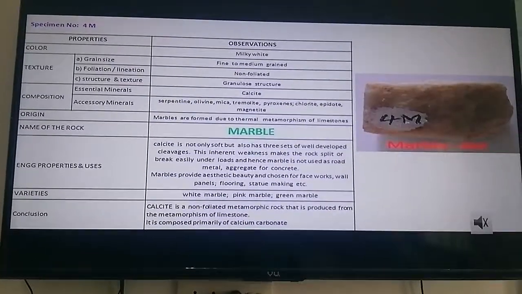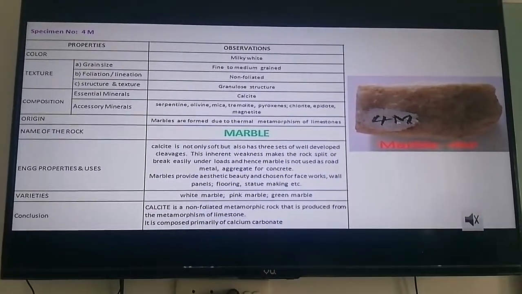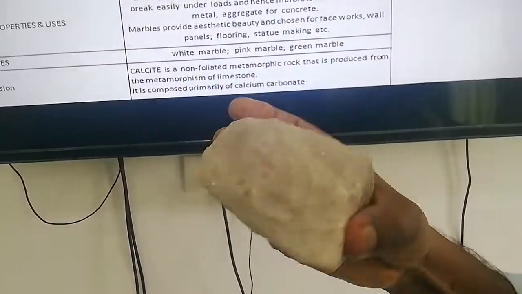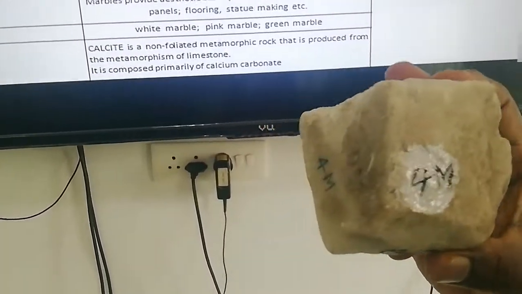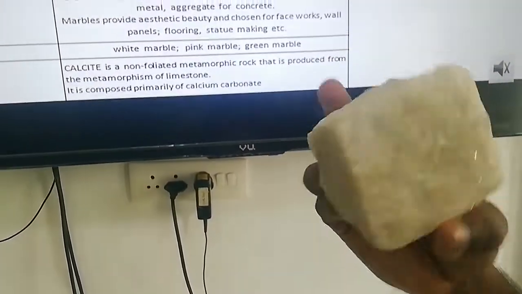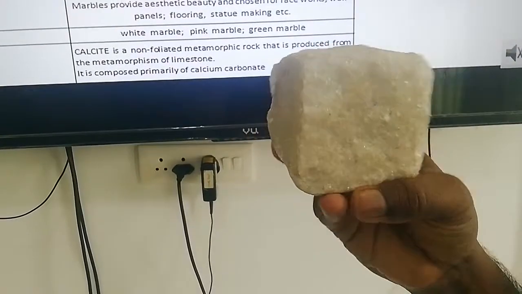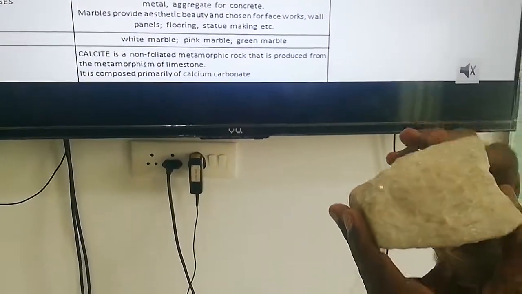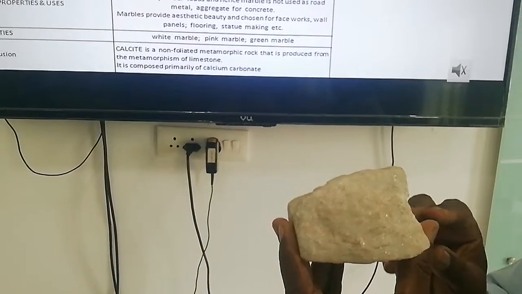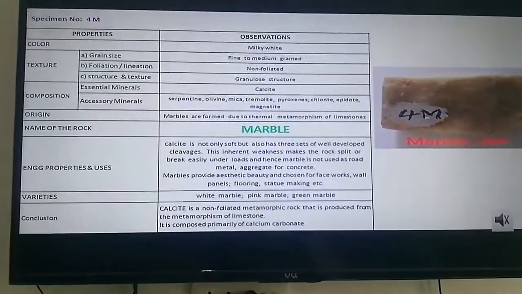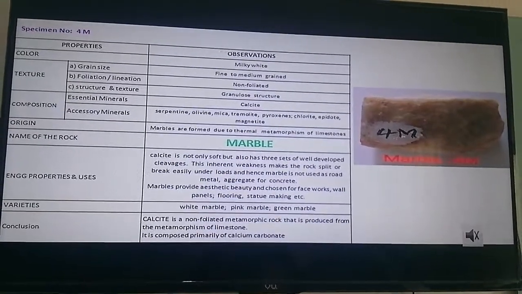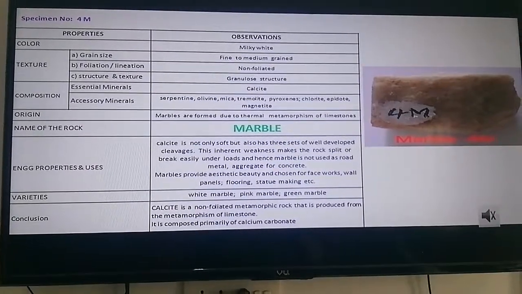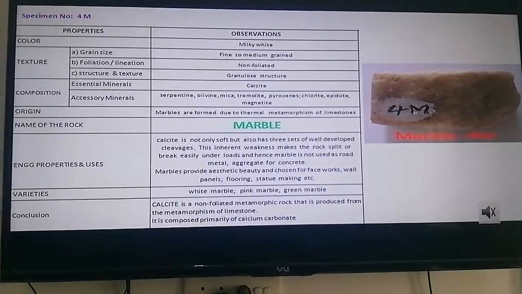The next rock is marble. This is marble, and the rock is marked as 4M. It's milky white in color, fine to medium grained, non-foliated, with granular structure, and essentially marble consists of calcite. Accessory minerals include serpentine, olivine, mica, tremolite, pyroxenes, chlorite, epidote, magnetite. Marbles are formed due to thermal metamorphism of limestones. So the source material for the formation of marble is limestone.